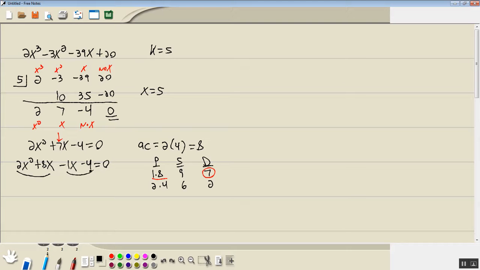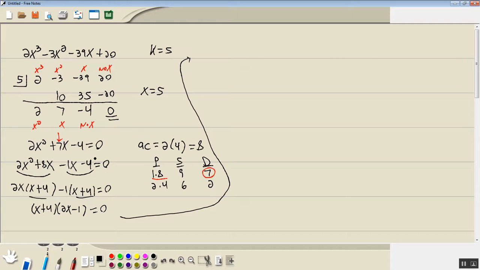And then we want to factor by grouping. These have a 2x in common. That gives me x plus 4. These have a negative 1 in common, and that gives me x plus 4. Now our goal is to get this parentheses the same as this parentheses, which it is. So we'll factor out an x plus 4, and that gives us 2x minus 1.